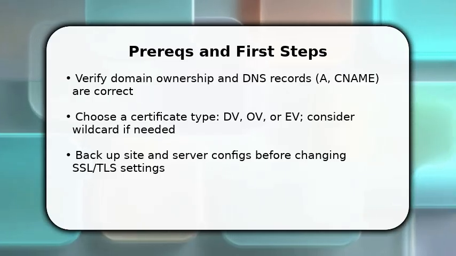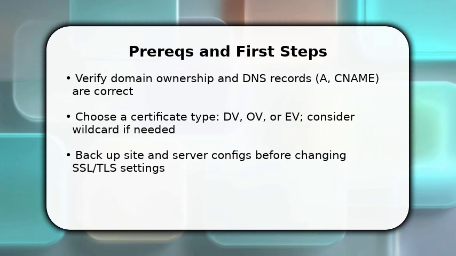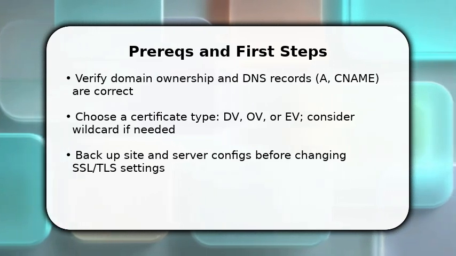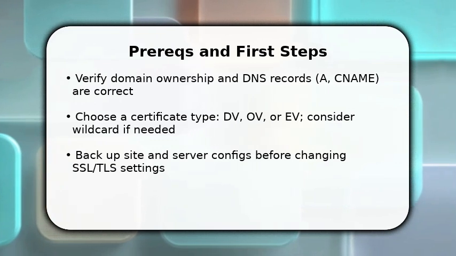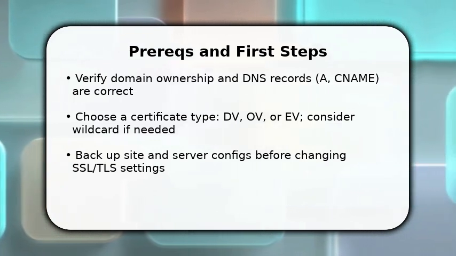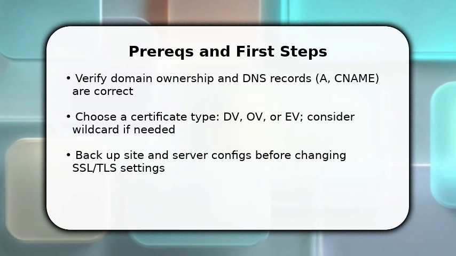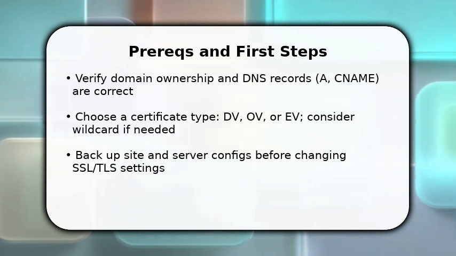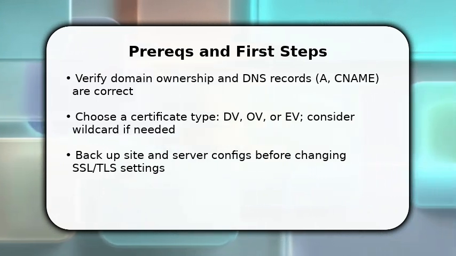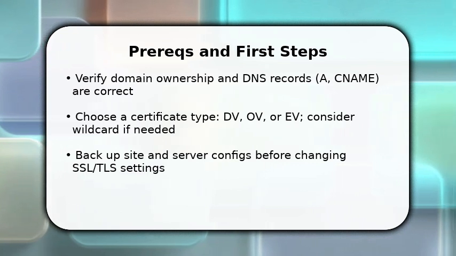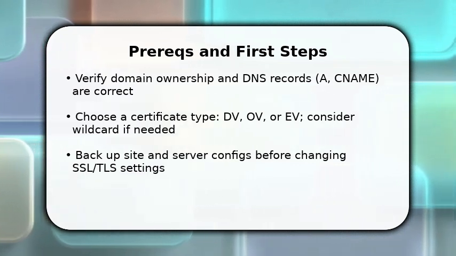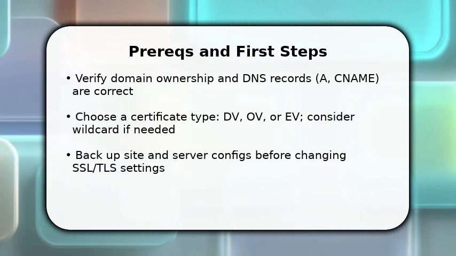You start by confirming you control the domain and that DNS points to the right host. This prevents certificate issuance failures. Once done, pick the appropriate certificate type: DV for speed, OV or EV for identity assurance, wildcard if many subdomains exist. Make a full backup of your site files, databases, and server config before altering anything. Backups let you revert if a change breaks the site.